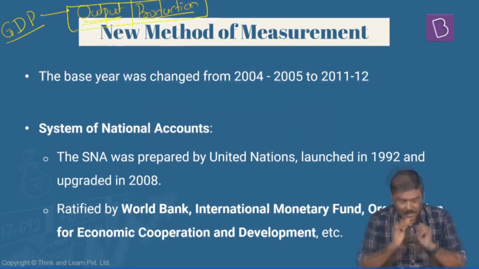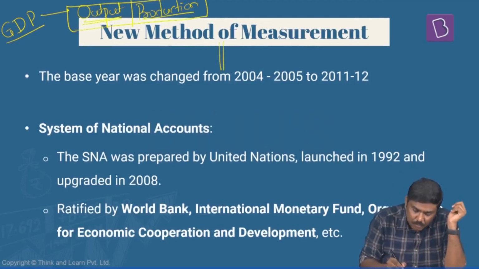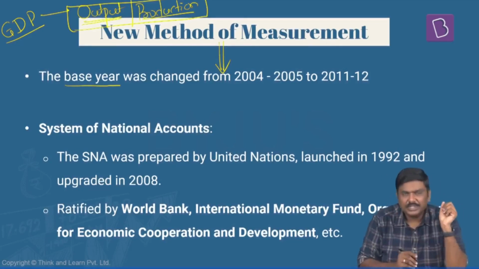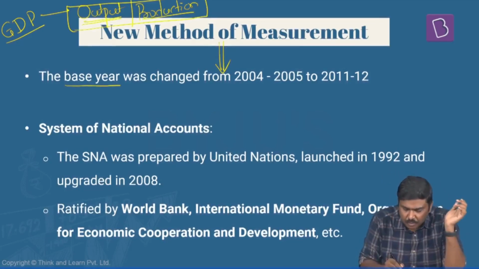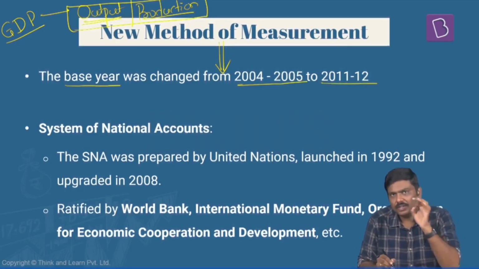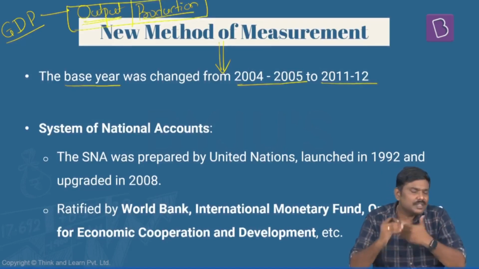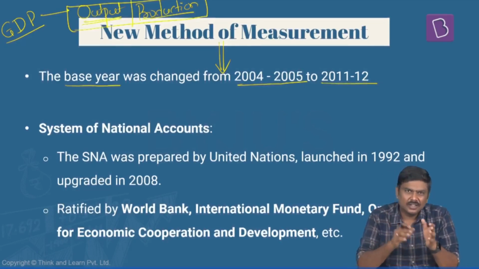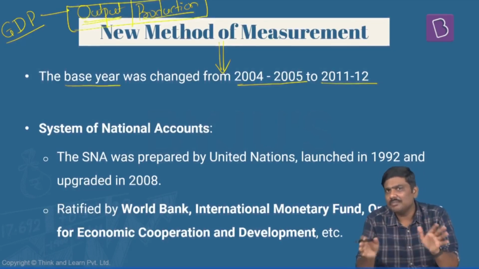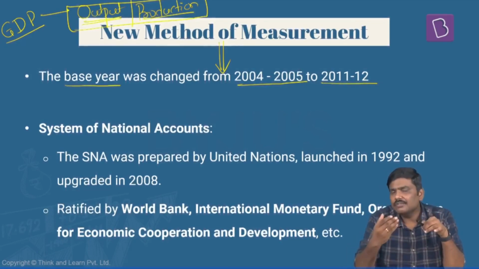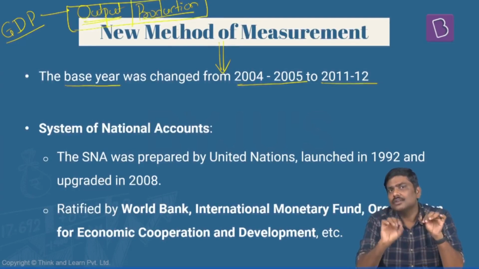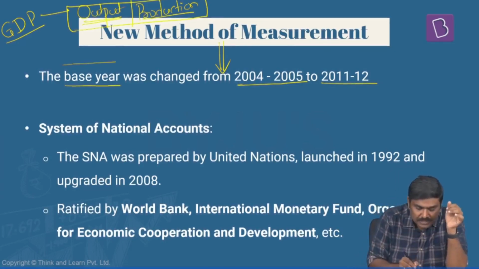How do we calculate it? Understand this very carefully. The new method of measurement is the one we'll be discussing now. First and foremost, the base year has been changed from 2004-05 to 2011-12. Again, the base year is changed every now and then. Generally, we say that once every 5 years, we keep changing the base year. Again, there is a discussion about changing the base year very recently. If it is done, please update it. However, understand this: what do we mean by the concept of a base year here?